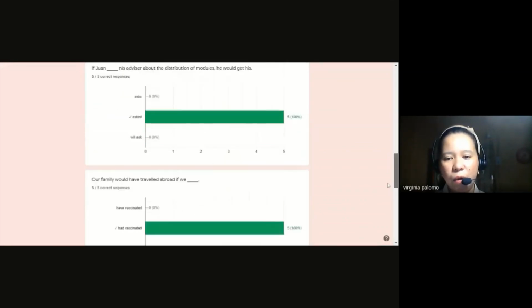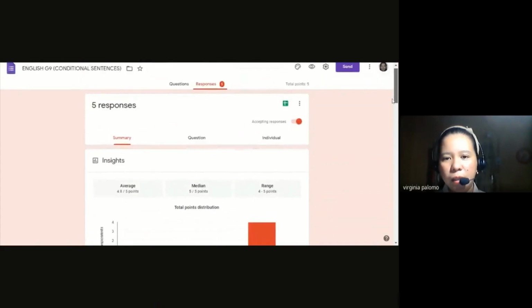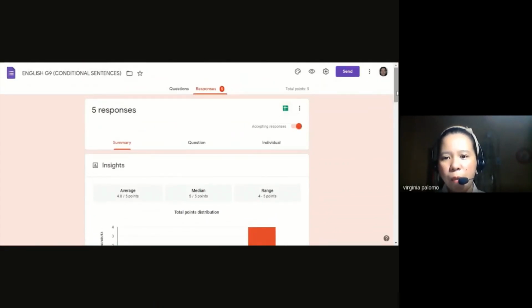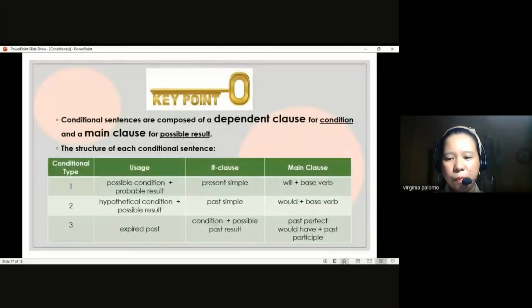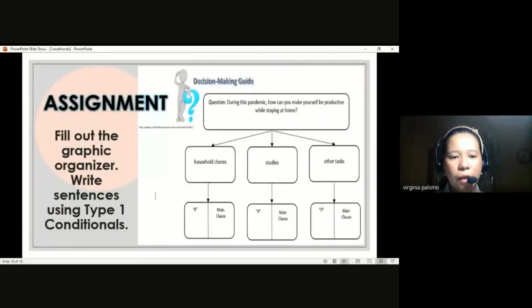All right. So I'm happy that you are able to answer this short quiz and got these scores, 4 and 5. So after this, I'm going to give you your assignment. For your assignment, fill out the graphic organizer. Write sentences using type 1 conditional. This organizer is called Decision Making Guide.